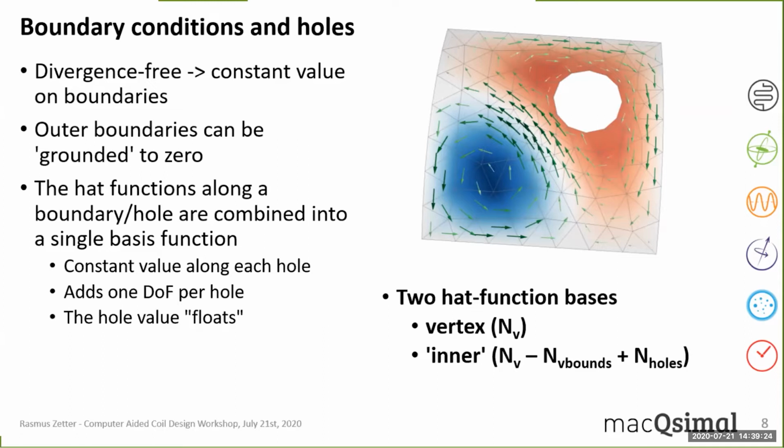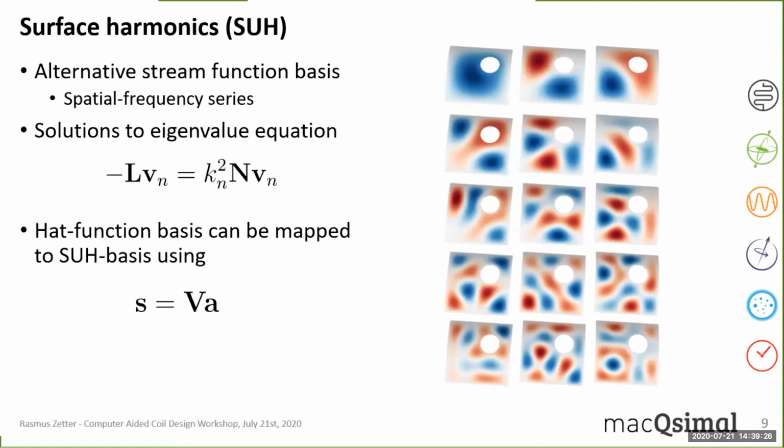Right, moving on to another set of basis functions, we have these so-called surface harmonics, which is an alternative basis for the stream function. It's a spatial frequency series, and it's quite well known in geometry processing. And it's this thing on the right. So these are the first, let's see, 15 surface harmonic modes on the same mesh. So you see that it's increasing spatial frequencies as we go row by row.